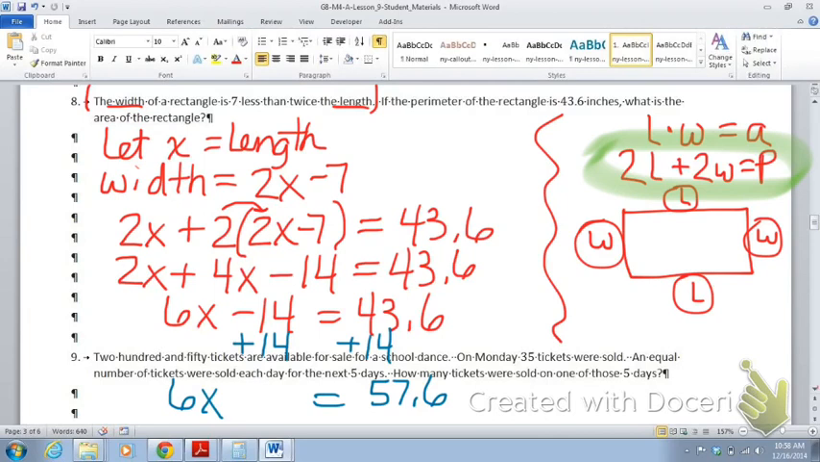Okay, so I'm getting closer to finding the width here. So I want to divide both sides of this equation by 6 now. Divide by 6, and I'll find out that x is equal to 9.6, what are they? Inches. 9.6 inches. All right, so now I'm going to clear the screen, so make sure you've got that down.